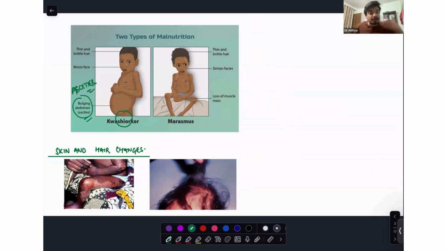If there is ascites over the face, if there is edema over the face, what kind of face will it be? It will be moon face. It will look like a moon, right? Contrast this with marasmus.